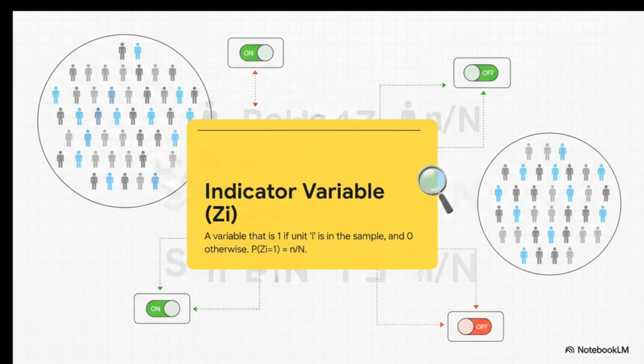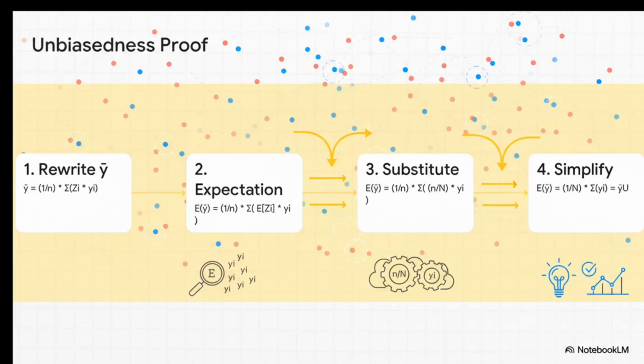And we already know the probability that this switch is flipped to 1. It's just n over N. Let's just walk through this proof. It's actually way more straightforward than it looks. First, we just rewrite the sample mean using our new Z variables. Then, we take the expectation of the whole thing.